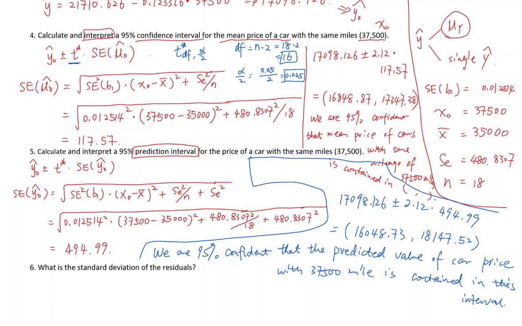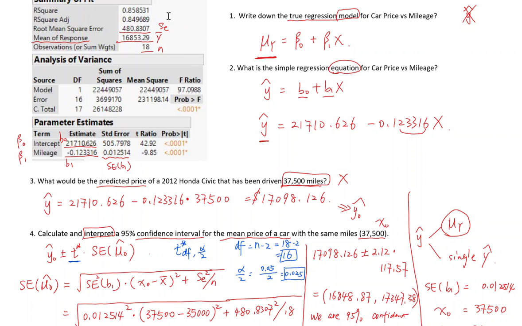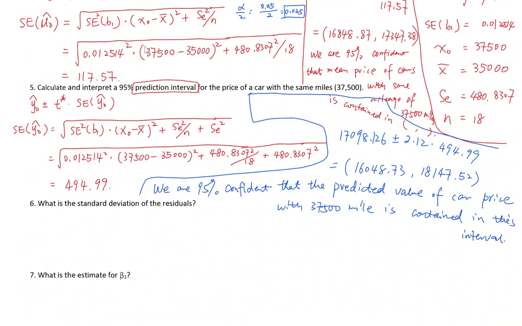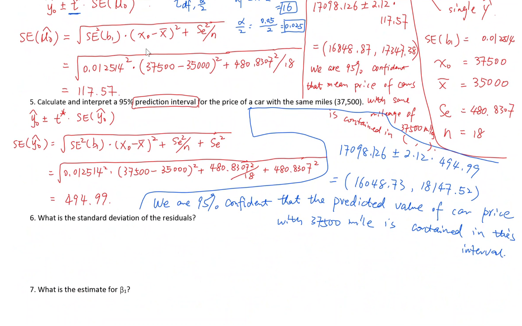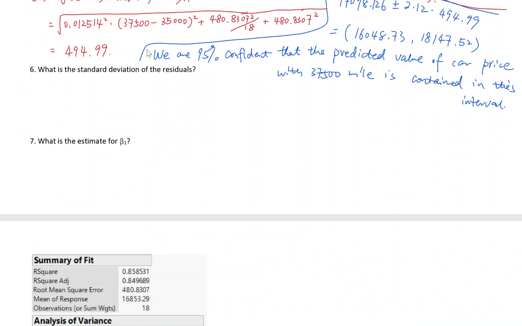Alright, okay, so this is number 4 and number 5. And I think the main problem for these two questions is to choose the right formula. Once you have the right formula, you just find the corresponding values in this output, right? And then it's just a calculation.